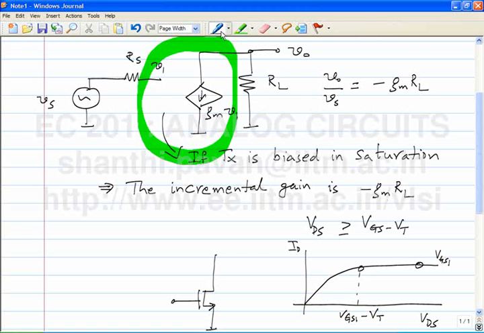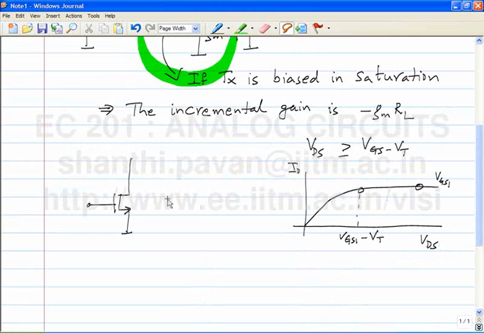However, this is not a voltage controlled current source in the way you are used to from the linear network classes. This is a voltage controlled current source which is only valid for incremental signals. So we chose some arbitrary value VGS1. We'll figure out what you must consider before fixing VGS1. To fix the operating point, you have to fix VGS1. We have to fix the gate source voltage and the drain source voltage, VGS and VDS.